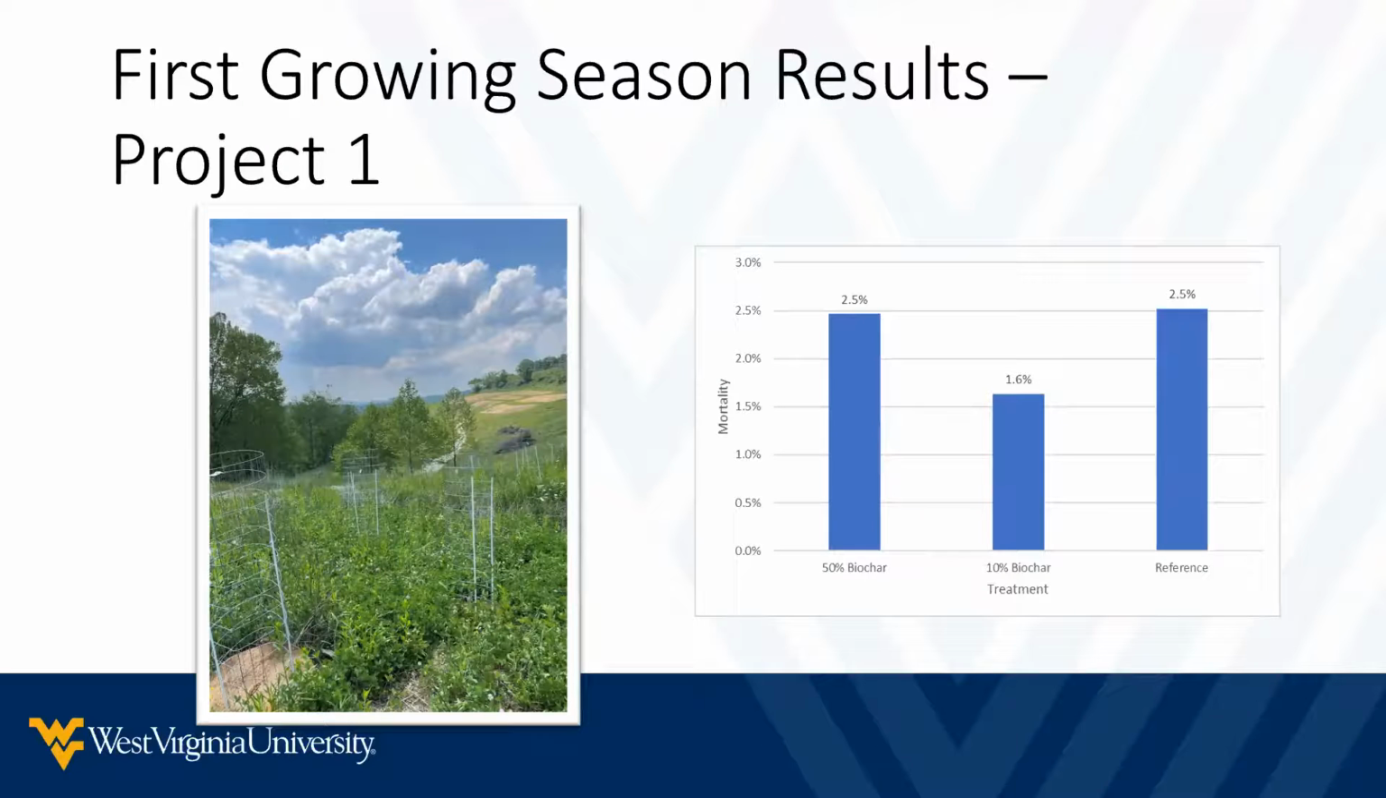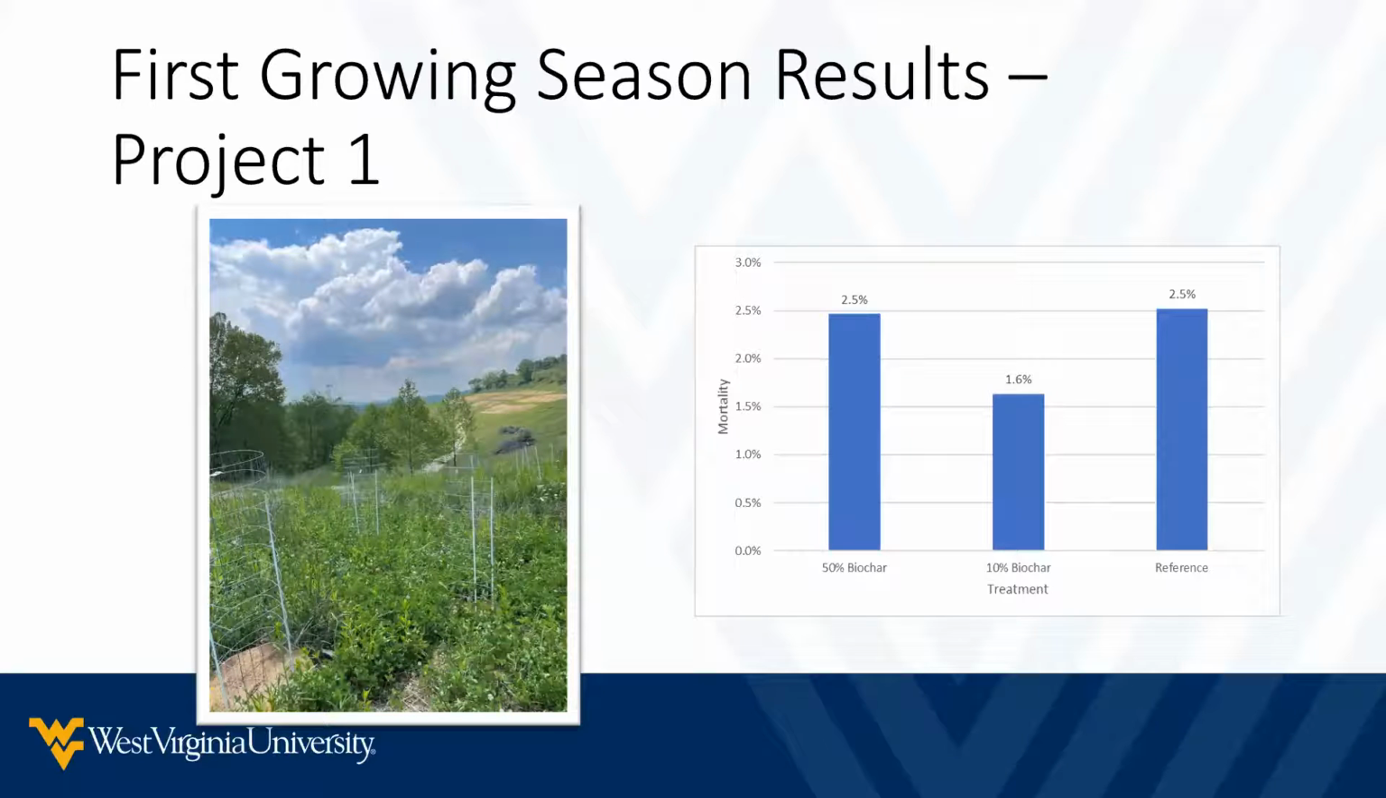First growing results, what we're after. These were planted in the spring. We finished up before March of spring of 2021. Result wise, we had really good success on this site. Our mortality averaged roughly around 2%. It did not vary much with the biochar treatments. We did have a little bit higher in the 50% biochar, but it was very close to the reference.